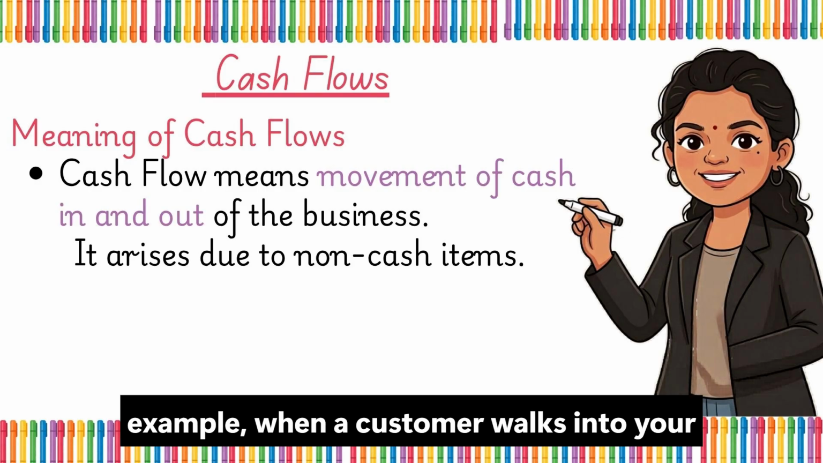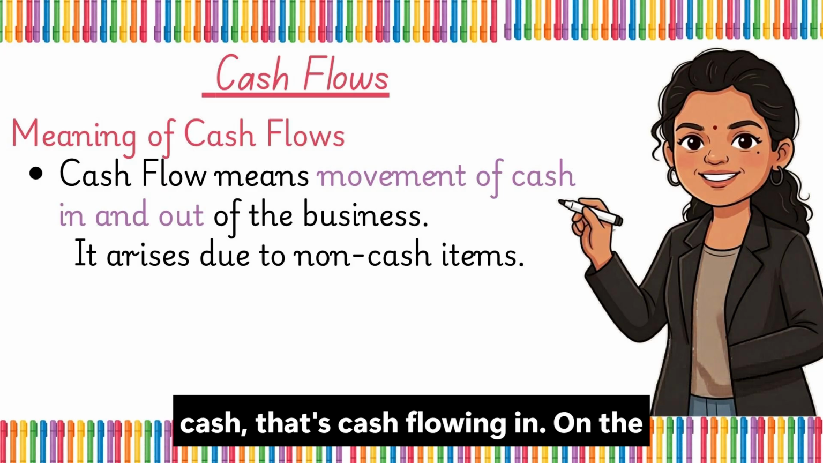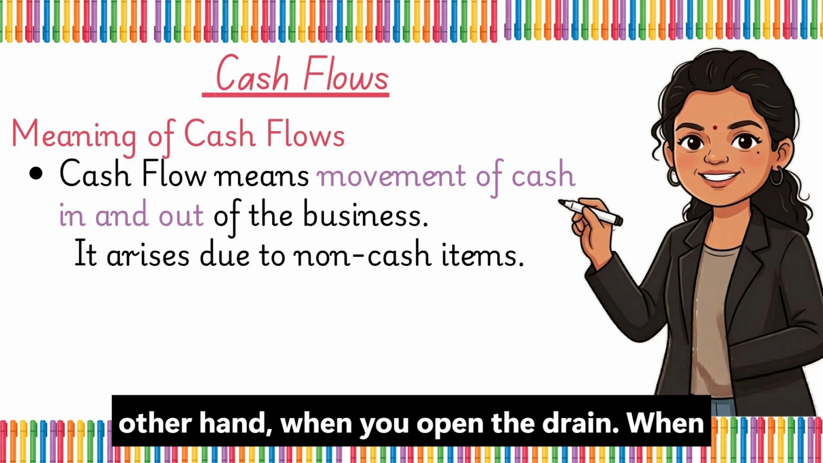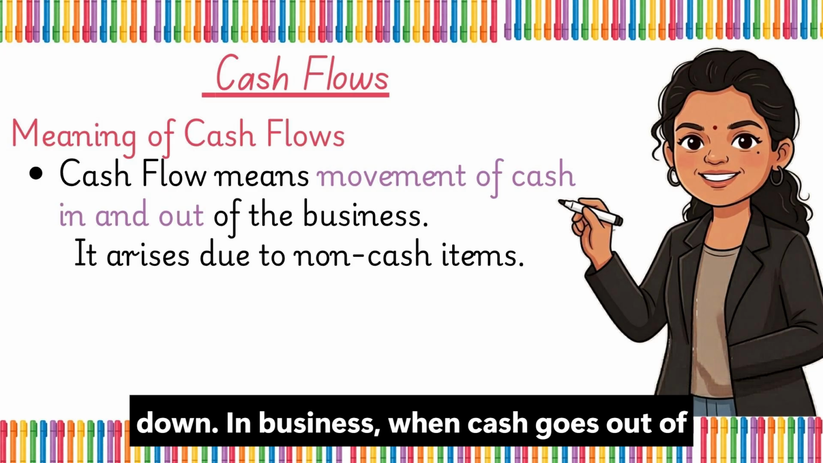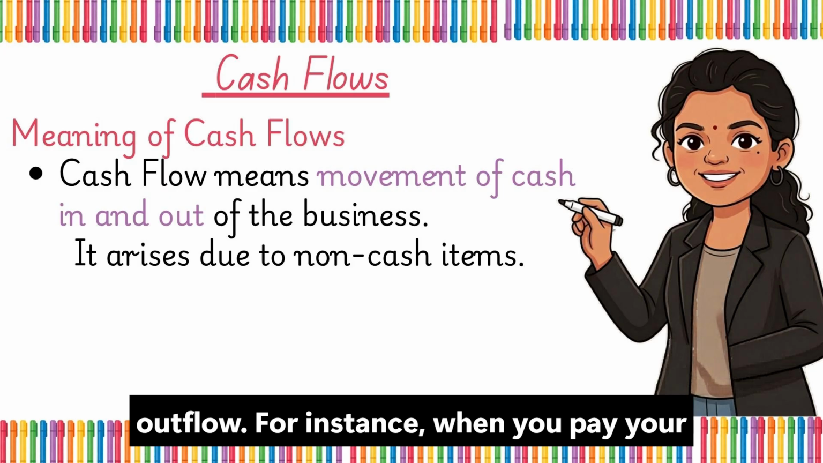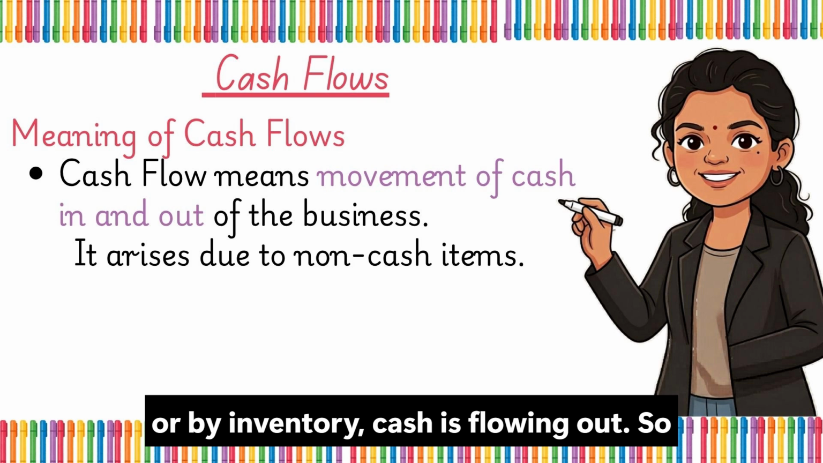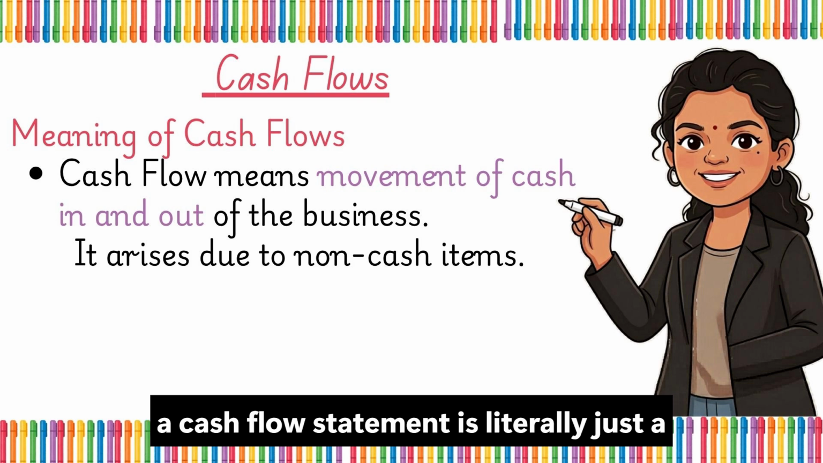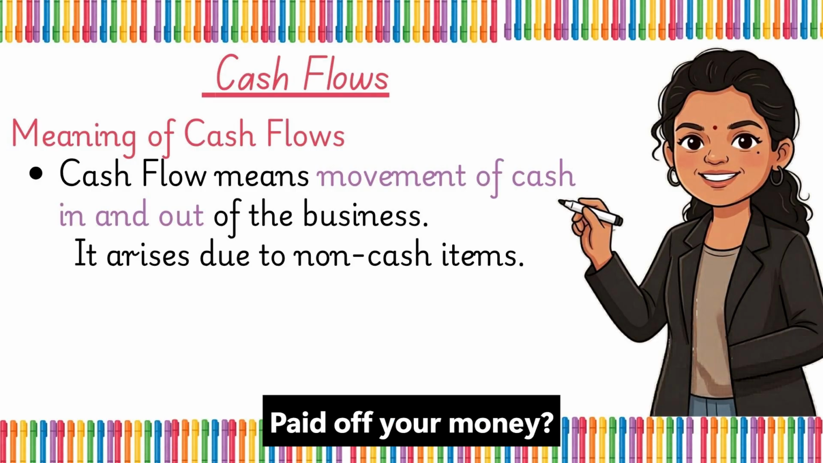For example, when a customer walks into your shop, buys a smartphone, and hands you cash, that's cash flowing in. On the other hand, when you open the drain and water leaves the pool, the level goes down. In business, when cash goes out of your enterprise, we call it a cash outflow. For instance, when you pay your monthly rent, pay salaries to your staff, or buy inventory, cash is flowing out. So, a cash flow statement is literally just a diary tracking the incoming and outgoing tide of your money.